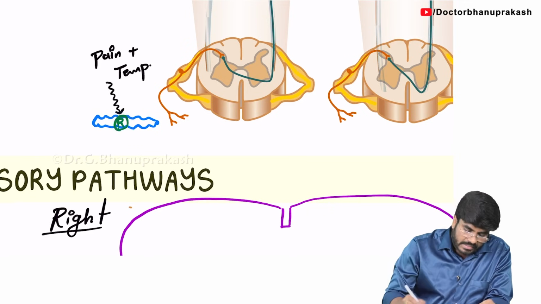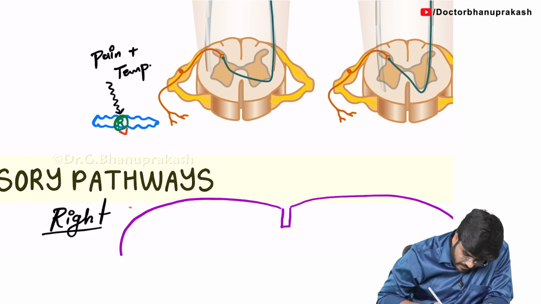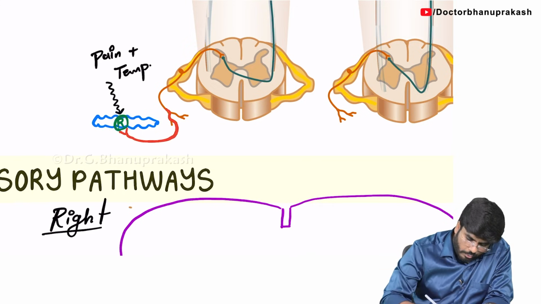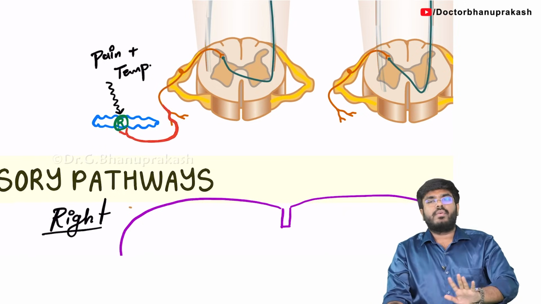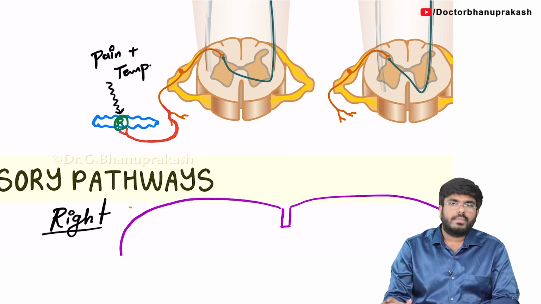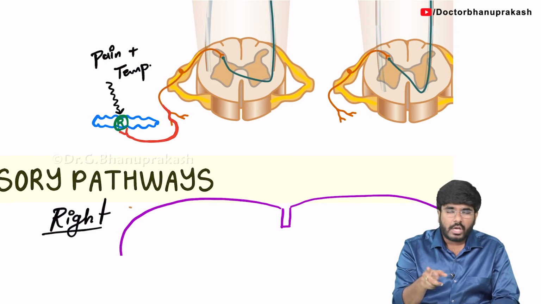Now this receptor, we know, is going to give this information to the first order neuron. So here is a first order neuron. This first order neuron, this afferent, is going to take the information to the spinal cord. Finally, the information has gone to the spinal cord, to the dorsal horn of the spinal cord.